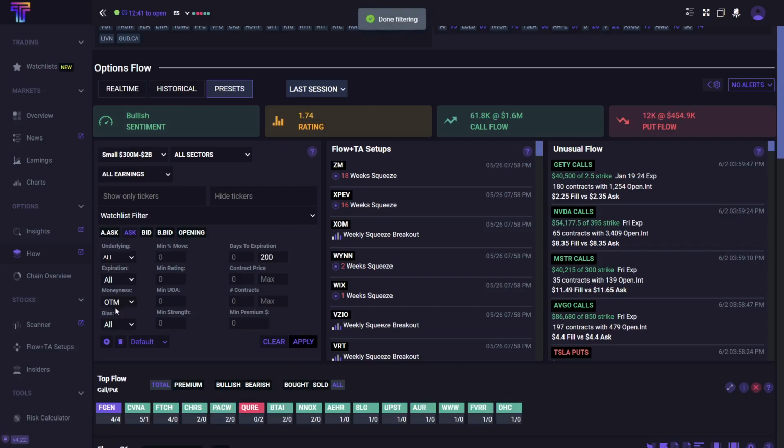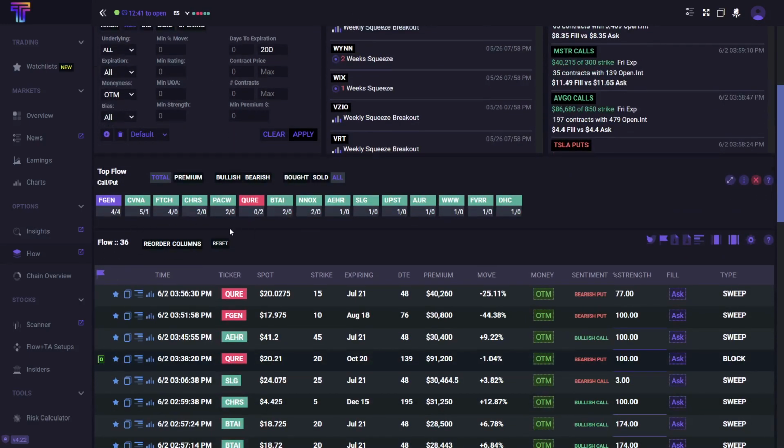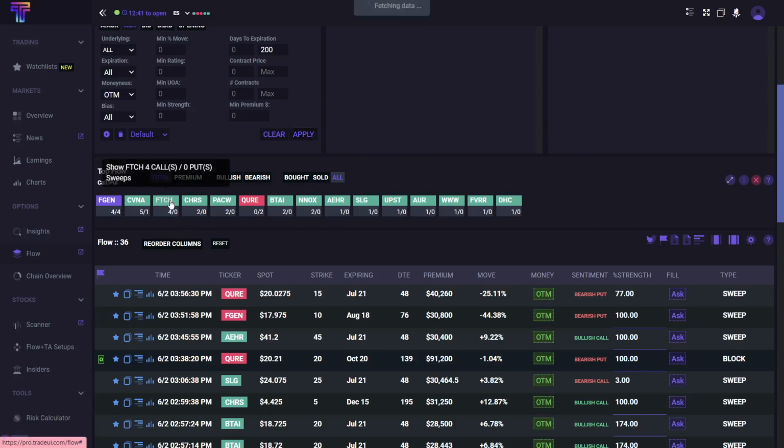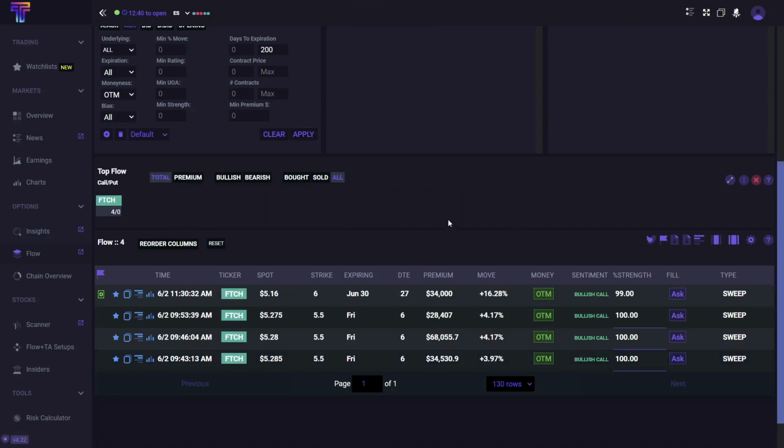So whenever we filter all this data down, it actually gives us only a handful of stocks to look at. And this is very powerful because this can show us exactly what we're looking for in trading. So right off the bat, we see a couple of things. I see Fetch, FTCH. So let's look at that and see what's going on.